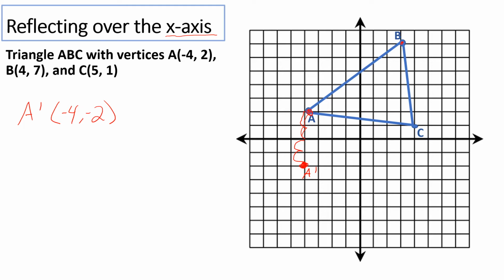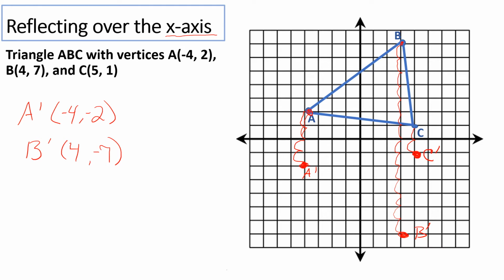So B, it is, let's see, 1, 2, 3, 4, 5, 6, 7 spaces away. So I'm going to count 7 spaces in the opposite direction from my x-axis. 1, 2, 3, 4, 5, 6, 7. So that would be right here. I'm going to label that B prime. And that new ordered pair would be 4, -7. All right. Same thing with C. C is 1 space away from my x-axis, so I'm going to count 1 space away in the opposite direction. Label that C prime. I'm going to try to draw straight lines to connect them.